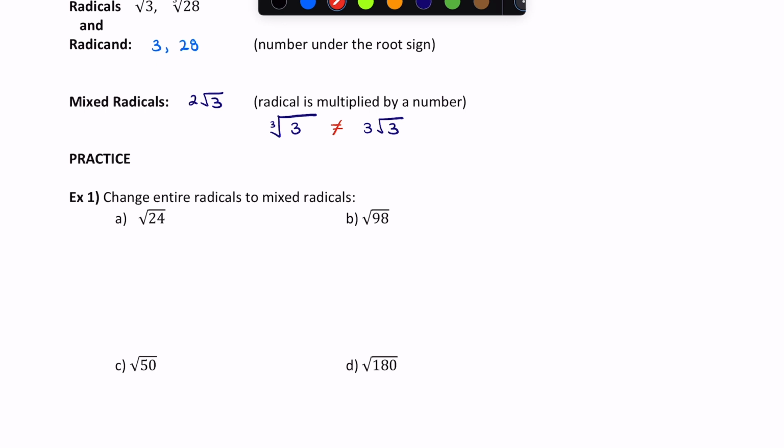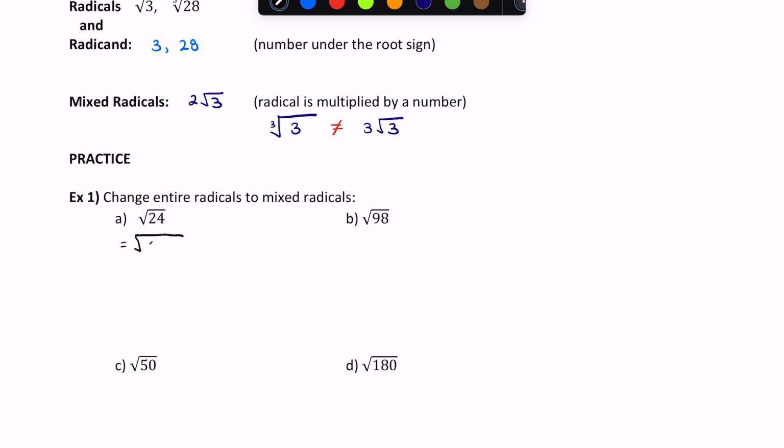It says change entire radicals to mixed radicals. How do we do that? When we look at the value of 24, we want to find values that are perfect squares. If we think about some perfect squares, we have 4, we have 9, 16, and so on and so forth. We're trying to find those values and another value that may multiply to make it 24.